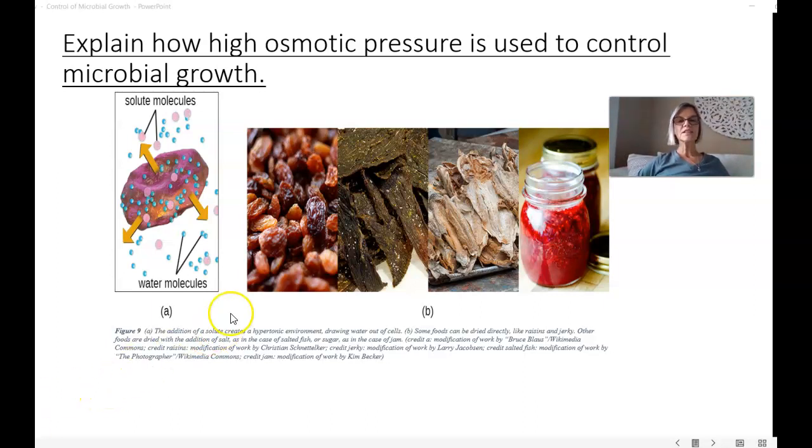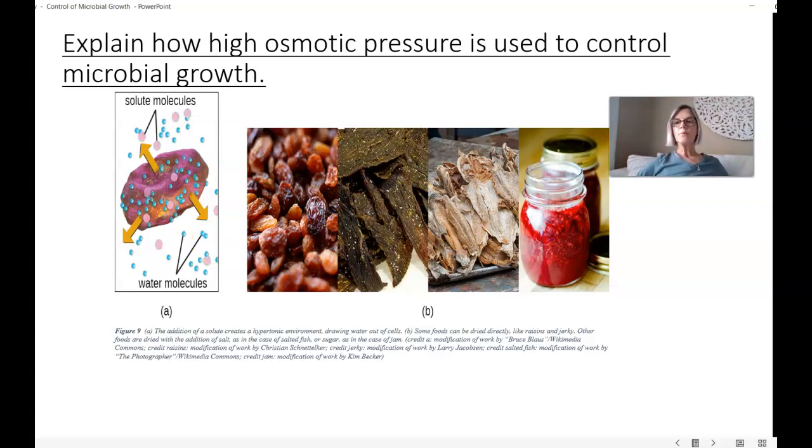So here's just a description. This picture is completely from your textbook. And it's showing you here, if I put a bacterial cell in a hypertonic solution, that means that there's more solute outside of the cell than inside of the cell. And that also means that there's more water inside the cell than outside the cell. So osmosis says that water is going to move from high concentration to low. So the water in a hypertonic solution is going to move from inside the cell to outside the cell. And so that's going to be incompatible with life.